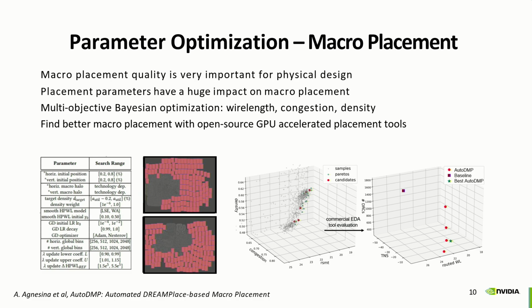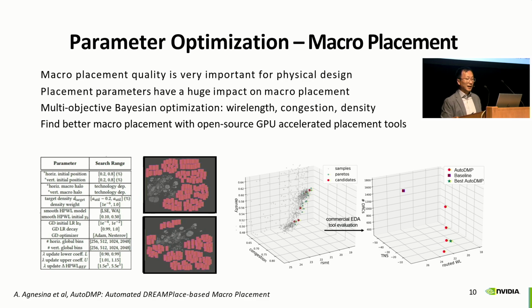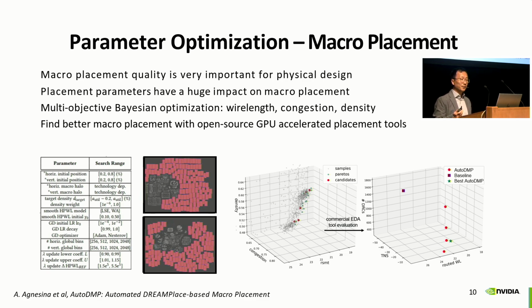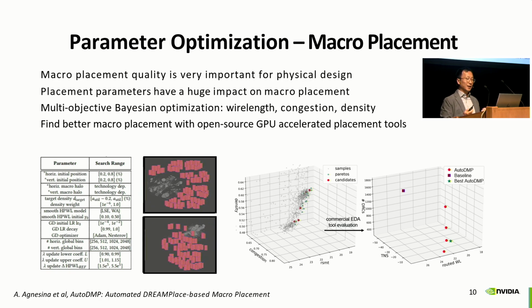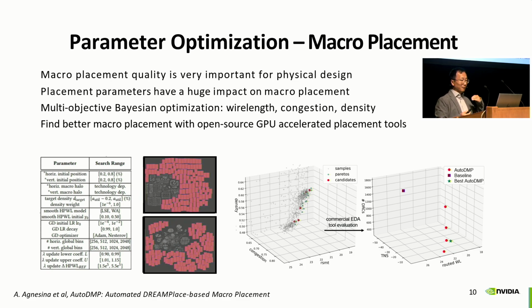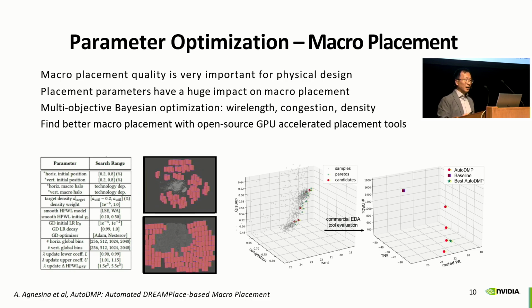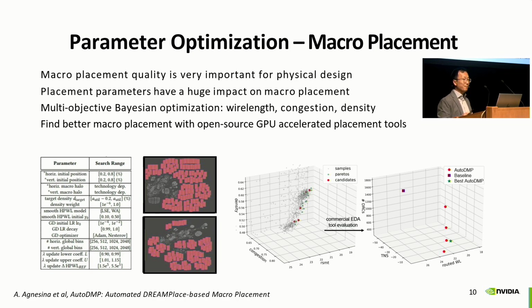Here, let's look at the macro placement parameter optimization problem. Macro placement is a very important design stage that has a huge impact on physical design quality. It is often done manually, which takes a long time. That is why it is a favorite design problem for AI researchers to work on. Here we would like to use GPU accelerated placement to do macro placement. We notice that the placement tool has many parameters that have a huge impact on the macro placement solution, as shown in this animation.